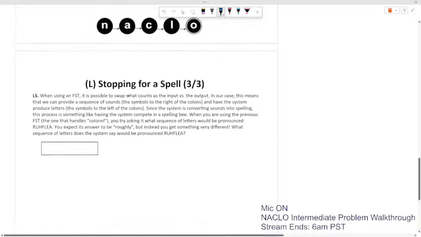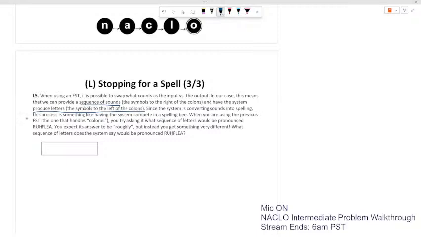When using an FST, it's possible to swap what counts as the input versus the output. In our case, this means that we can provide a sequence of sounds, the symbols to the right of the colons, and have the system produce letters, the symbols to the left of the colons. Since this system is converting sounds into spelling, this process is something like having the system compete in a spelling bee. When you're using the previous FST, the one that handles kernel, you try asking it what sequence of letters would be pronounced roughly. You expect its answer to be roughly, but instead you get something very different. What sequence of letters does the system say would be pronounced roughly?